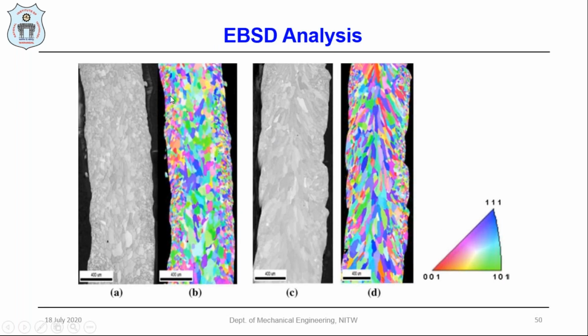You can see we have done EBSD analysis also. You can see the grain structure is a columnar grain structure. It keeps on growing towards the build direction, and the grain size is also very high. If you go for this post processing treatment, we can have a lower grain size structure, and a reduction of the columnar length of the grains can be achieved with the help of these post processing treatments.